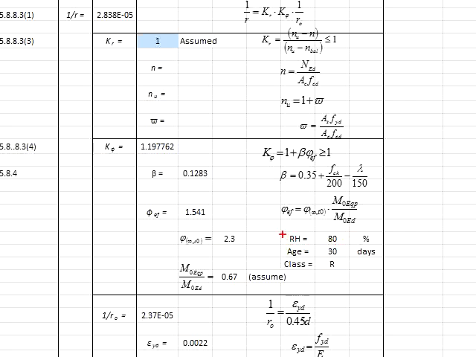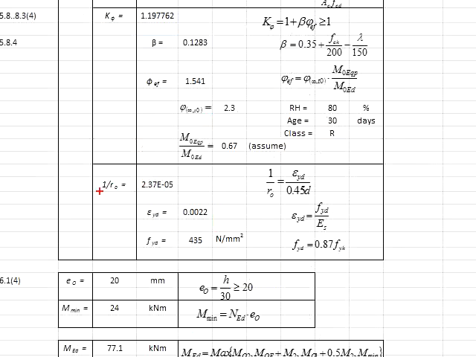And for a typical class R concrete, at the age of 30 days with 80% humidity, this is the coefficient of creep. Multiplying these two, you will get this. 1 plus beta times this, you will get this. Next, you need to determine the 1 per r naught. It is given in these equations.